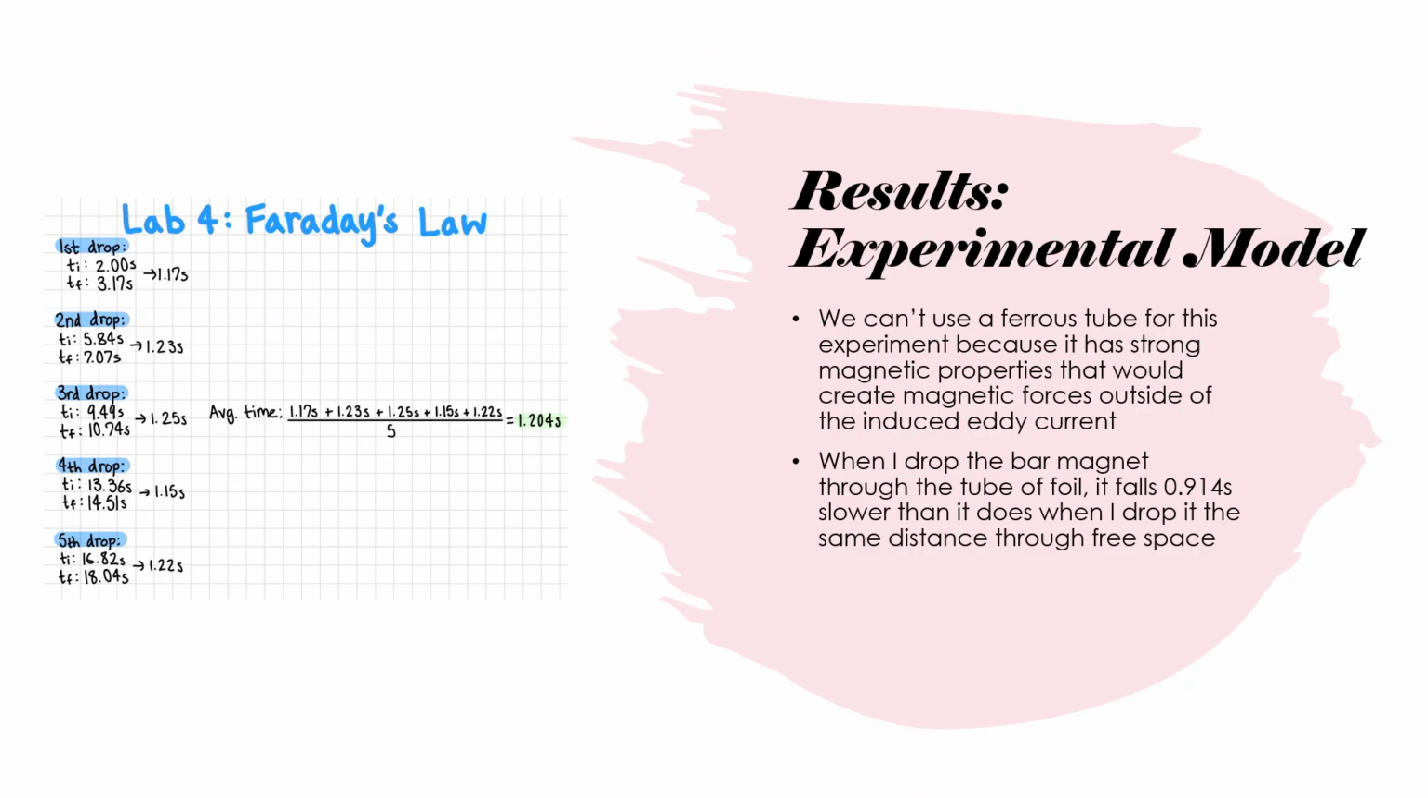So the results of my experimental model, as I said before, the time it took for the magnet to fall through the tube was 1.204 seconds, and the answers for the questions in the lab sheet are that we can't use a ferrous tube for this experiment because of its strong magnetic properties. They would create magnetic forces that would be outside of the induced eddy current. And when I drop the bar magnet through the tube of foil, it falls 0.914 seconds slower than it does when I drop it the same distance through free space.